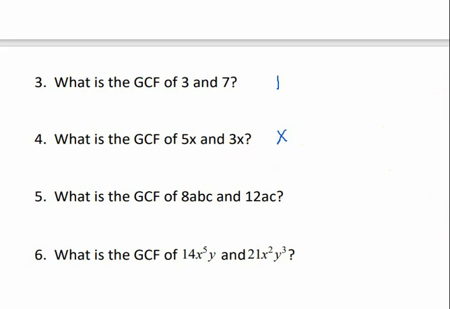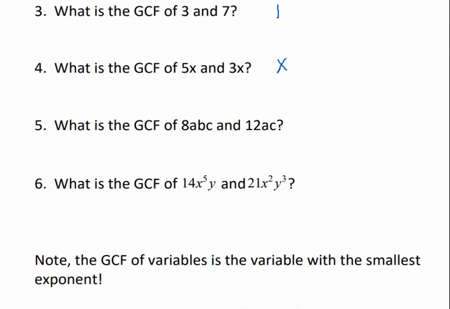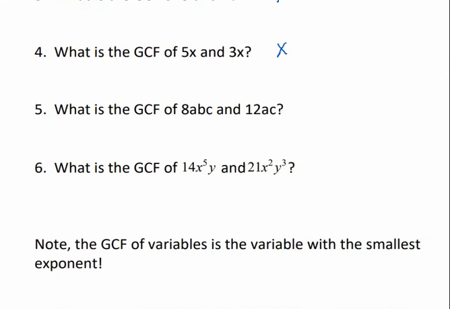Now in number 5, we have two terms with several parts in them: 8ABC and 12AC. So let's break it up. If we look at the number part of our terms, 8 and 12, what is the greatest common factor? Well, 2 is a factor of 8 and 12, but it's not the greatest common factor. What is the biggest number that can divide into both of those terms? 4. 4 will go into 8 2 times and 12 3 times.